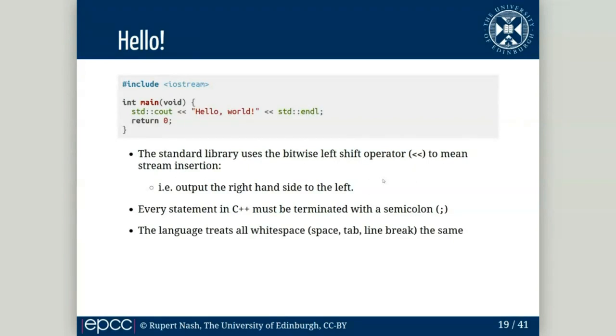And to actually output the string, we use what is effectively the bitwise left shift operator, but we sometimes refer to it as a streaming operator. We output from right to left, because what's happening here is on the left we've got where we want it to go. We're then putting to that standard out the hello world string. And then after that, we've got an end line character, which is again in the standard library. Another thing to note here is that every statement in C++ must be terminated with a semicolon. And the language treats all white space, spaces, tabs, line breaks, as the same.